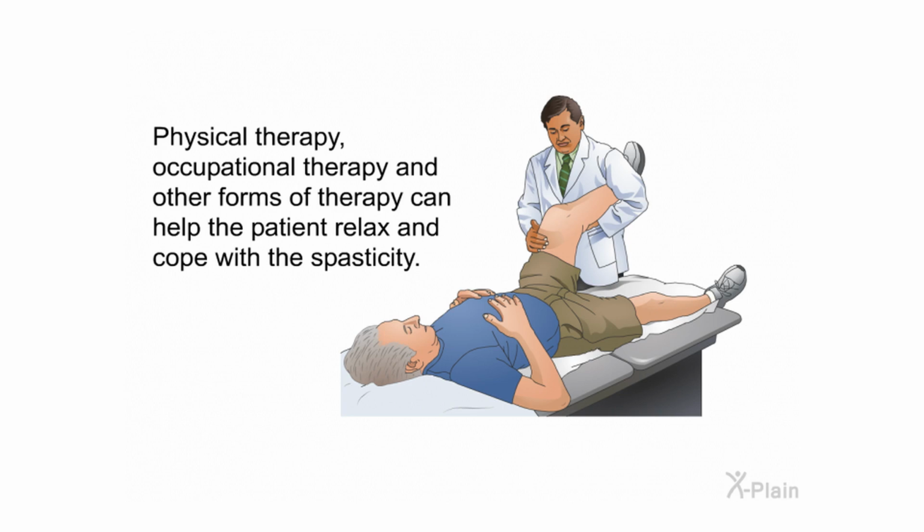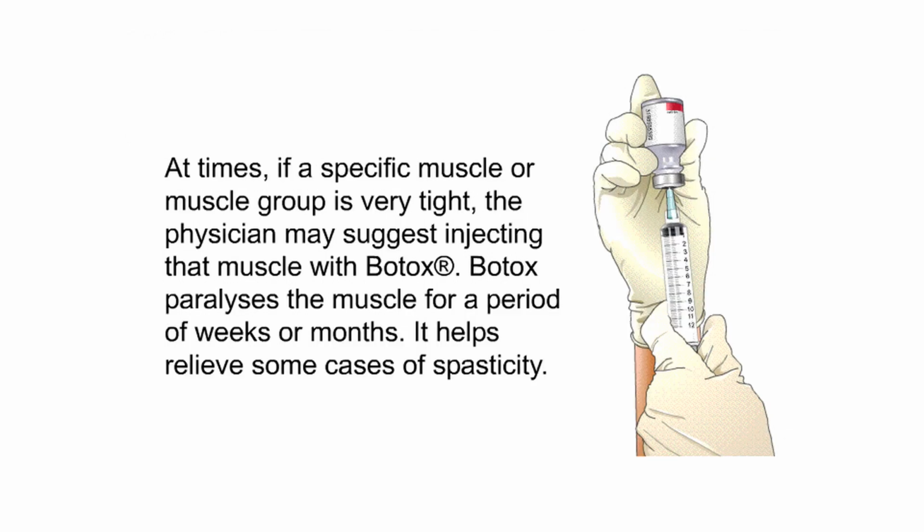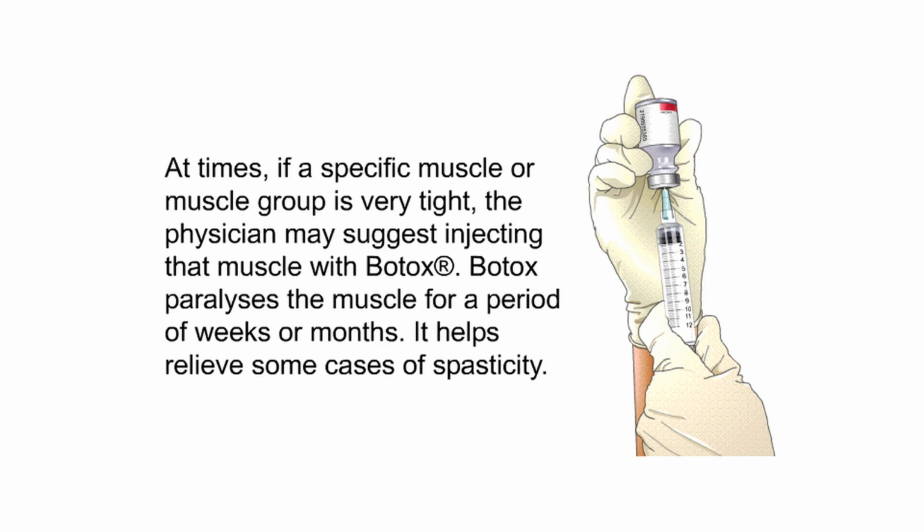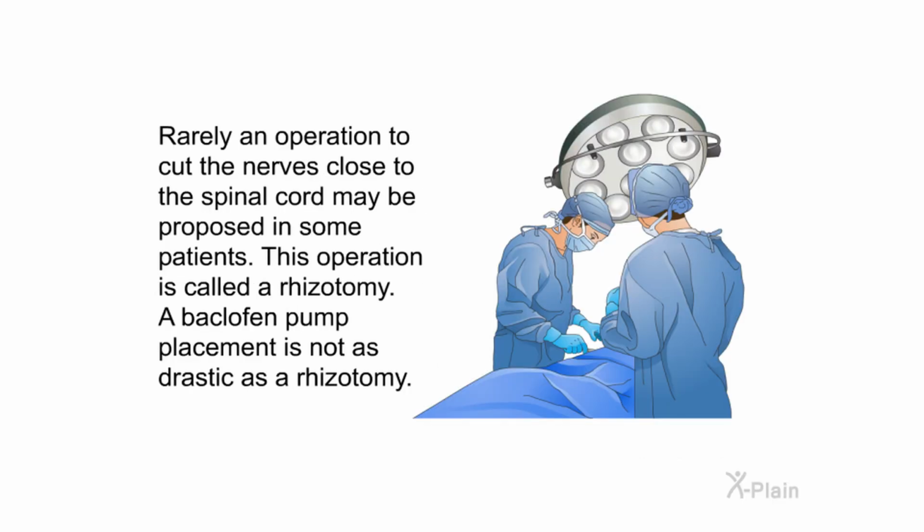Physical therapy, occupational therapy, and other forms of therapy can help the patient relax and cope with the spasticity. At times, if a specific muscle or muscle group is very tight, the physician may suggest injecting that muscle with Botox. Botox paralyzes the muscle for a period of weeks or months. It helps relieve some cases of spasticity. Rarely, an operation to cut the nerves close to the spinal cord may be proposed in some patients. This operation is called a rhizotomy. A baclofen pump placement is not as drastic as a rhizotomy.